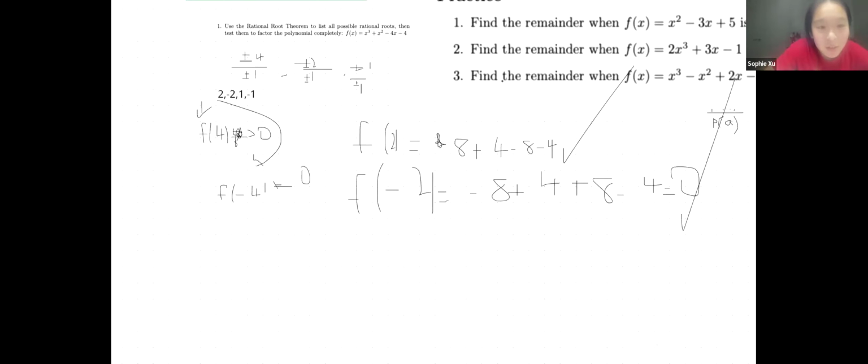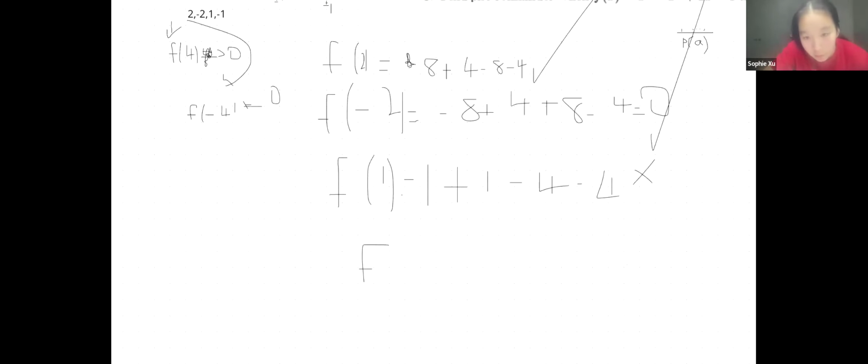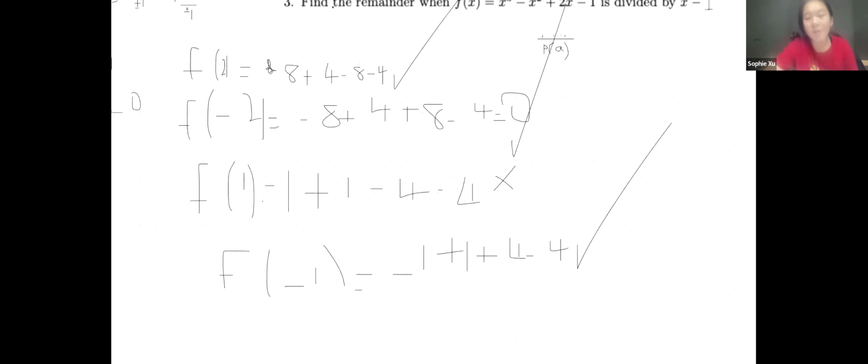Right, let's speed run the last two because you guys have to go. f of 1 is equal to 1 plus 1 minus 4 minus 4. That's not equal to 0. And then f of negative 1 is equal to negative 1 plus 1 plus 4 minus 4. And that is equal to 0. So, yay, we found all three roots. Okay, I'll give Isabel some cookies now.